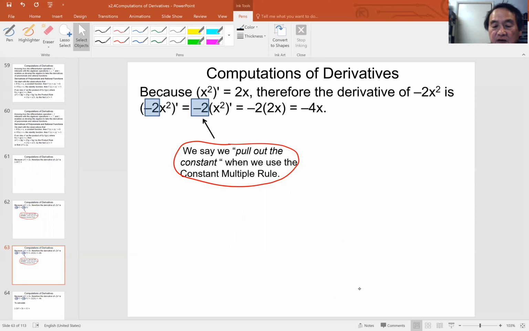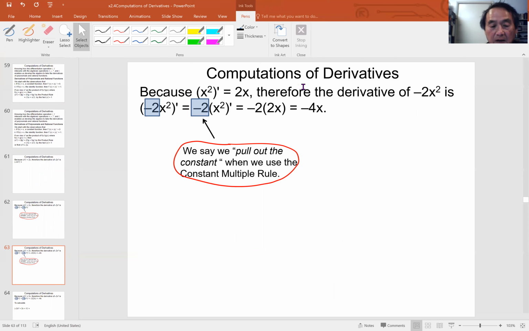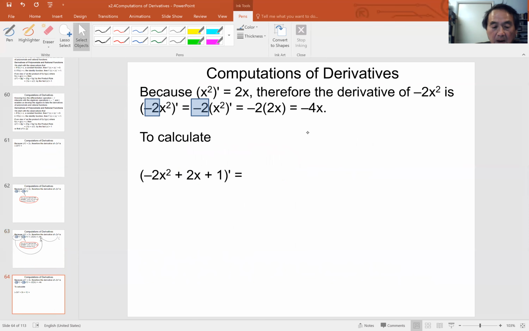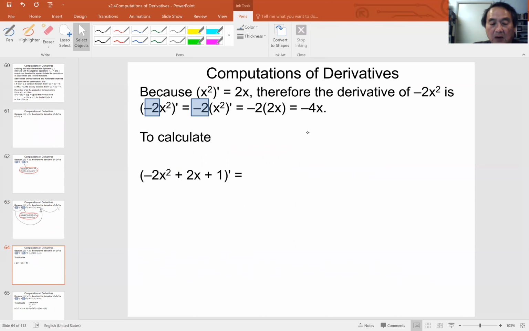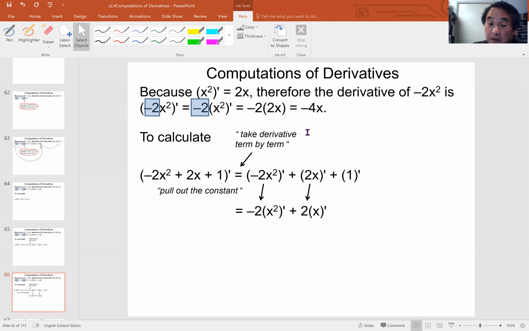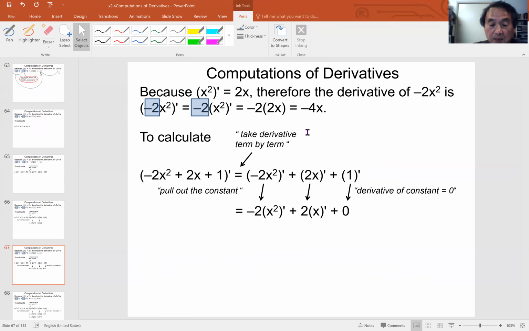So here's an example of how we take the derivative of minus 2 times x squared. We take the constant outside first, then take the derivative of x squared, which is 2x. So the derivative of minus 2x squared is that. Now we can take the derivative of a simple polynomial like this, or any squared formula.